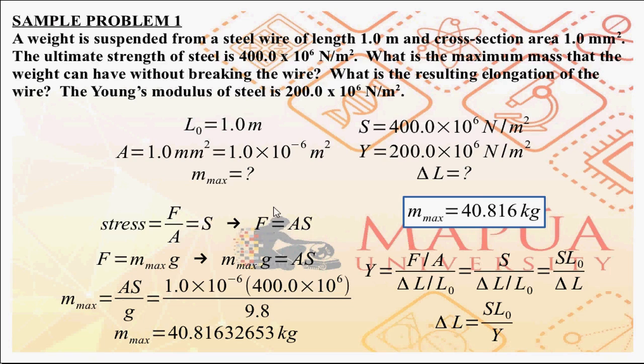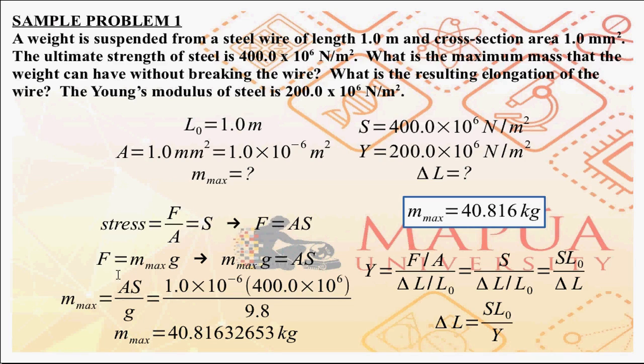And force is just due to the weight of the suspended mass. Weight is mg. This is the weight of the object that will almost break the wire. So the wire is just about to break. The stress is already at the ultimate strength of the wire.